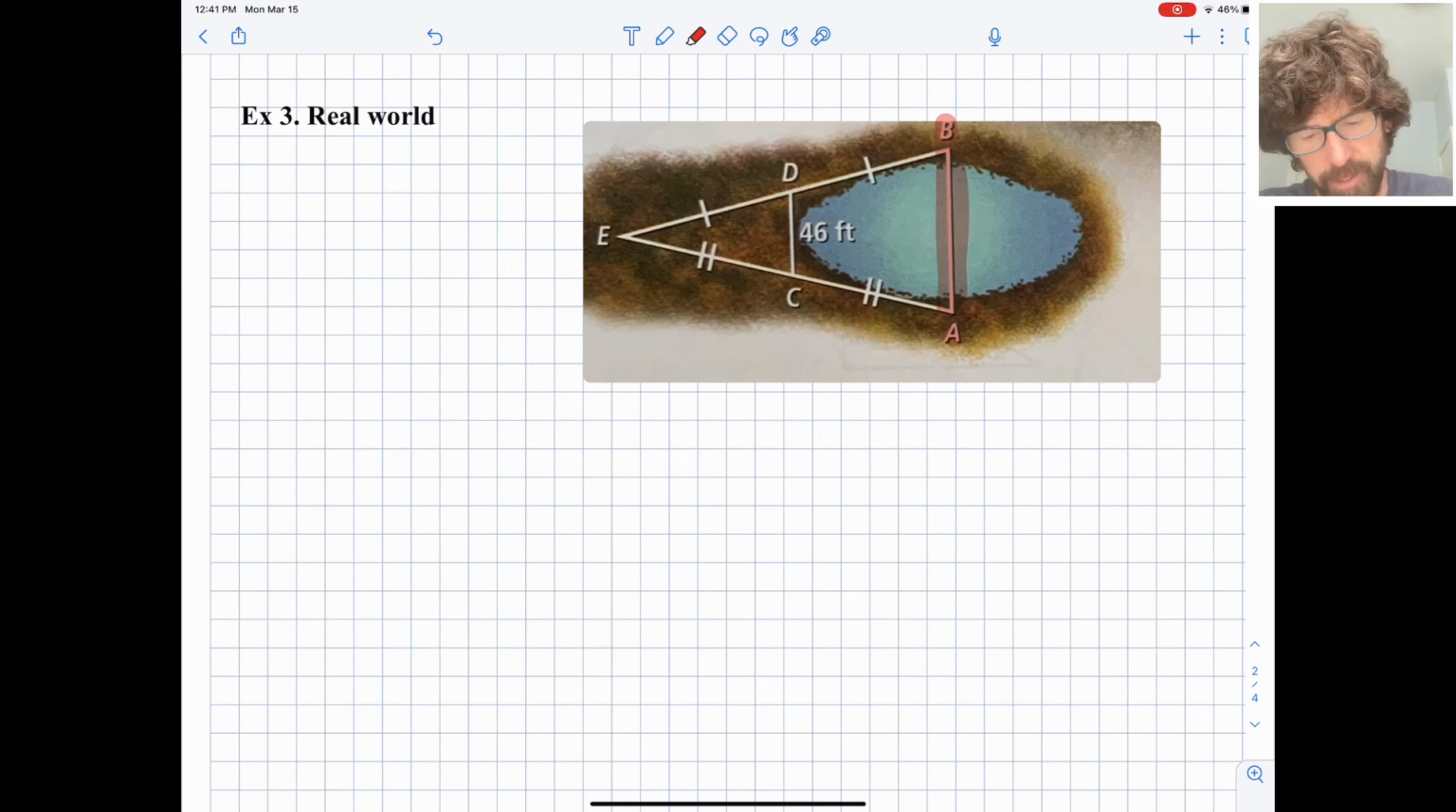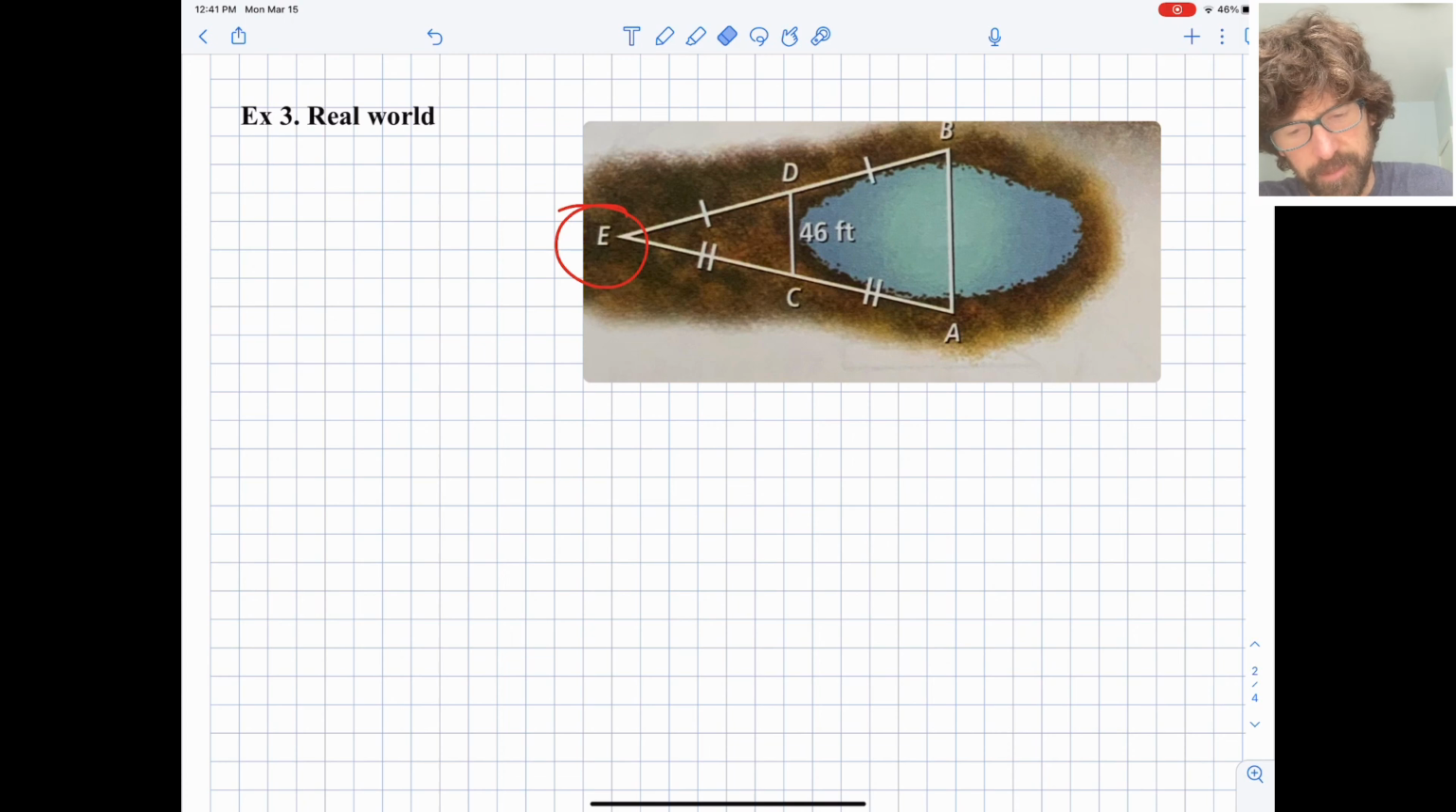So what can you do? Well, you can find a point E where you could draw a line to A and to B without actually entering the water. So you find a point E off to the left somewhere where you could draw line segment EA and then line segment EB. And then you're going to find the halfway points, the midpoints of those sides you just created.